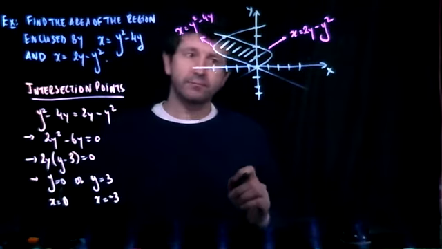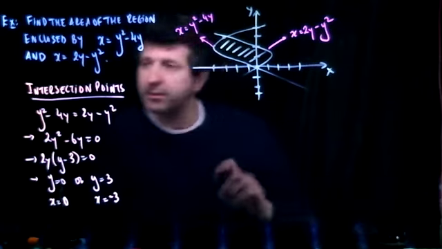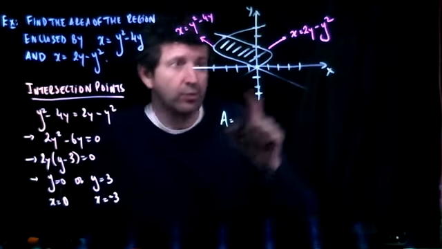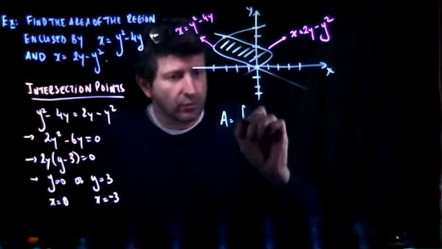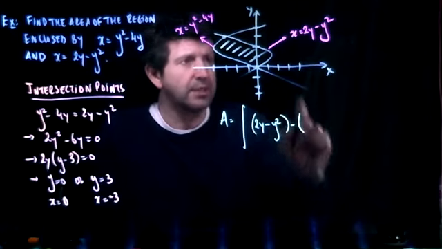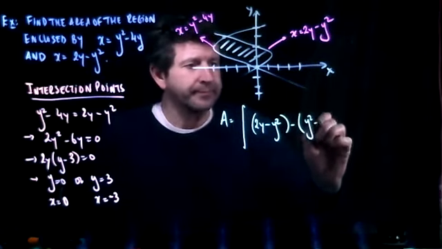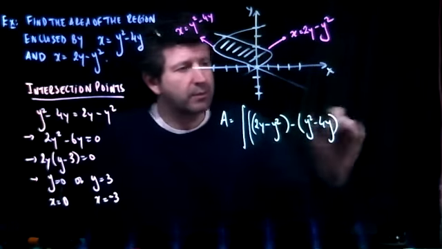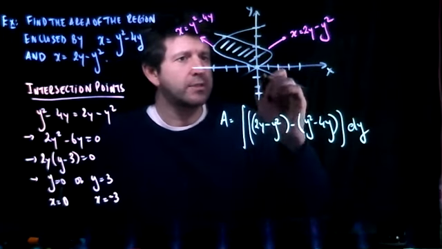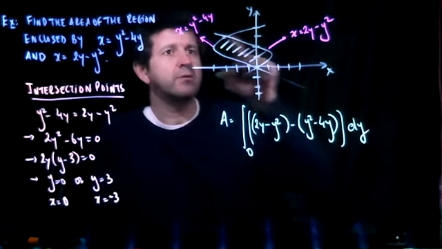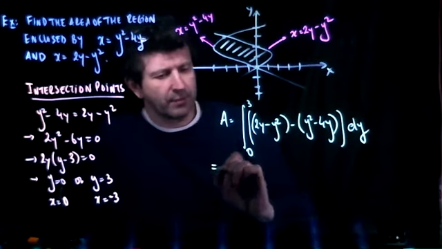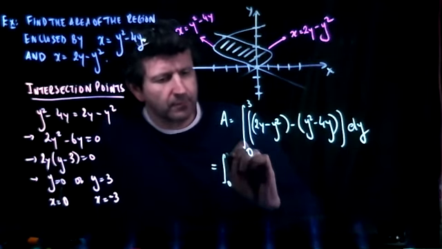Okay. Let's find the integral. So for the area, I'm going to do right minus left. The right function is 2y minus y² minus the left function, which is y² minus 4y, with respect to y. And y goes from 0 until the limit, which is 3. There you go. This is my integral. This should give me my area. Let's finish it off.